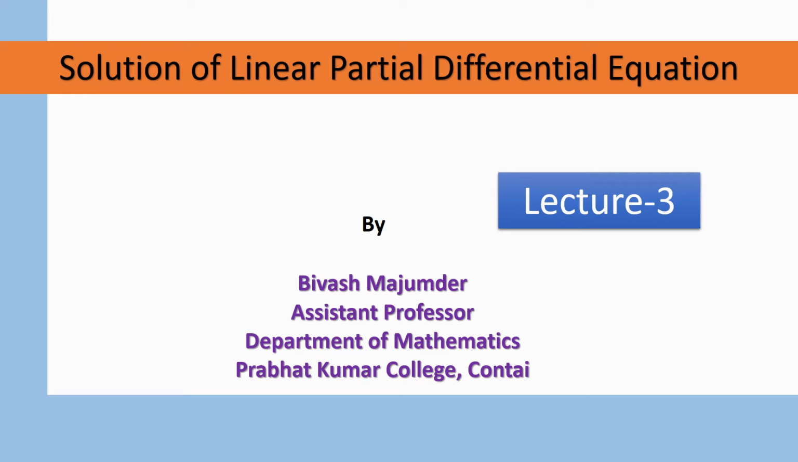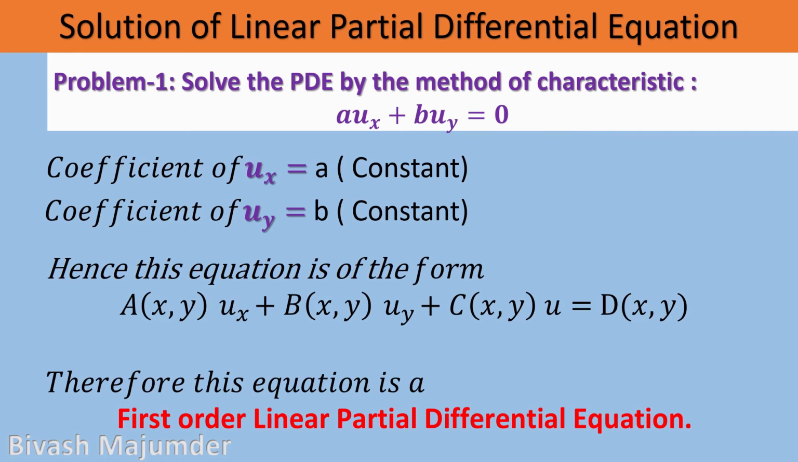In this lecture, we are going to solve the linear partial differential equation. Let us start with this problem: a u_x plus b u_y equals 0, where u is a function of x and y, and a and b are constants. Here the coefficient of u_x is a and the coefficient of u_y is b. Hence this is a first-order linear partial differential equation.